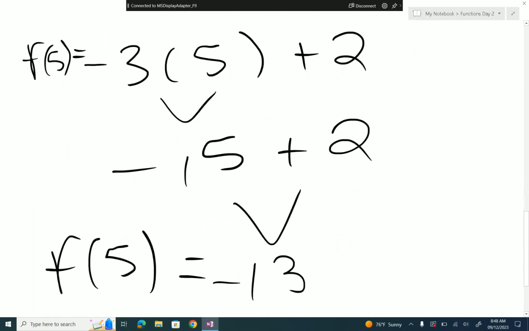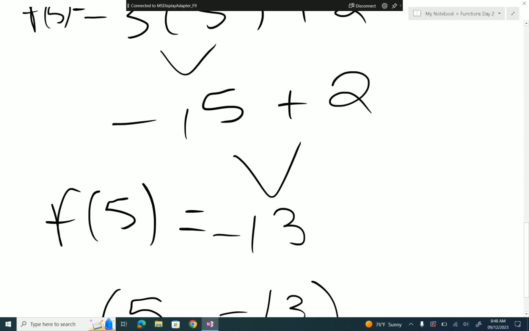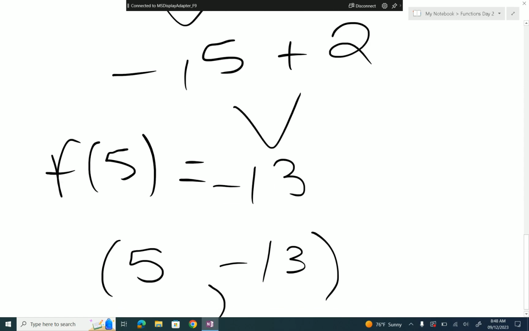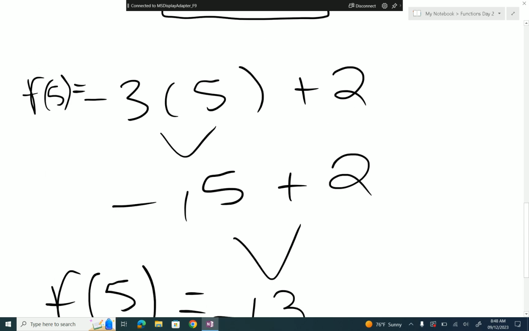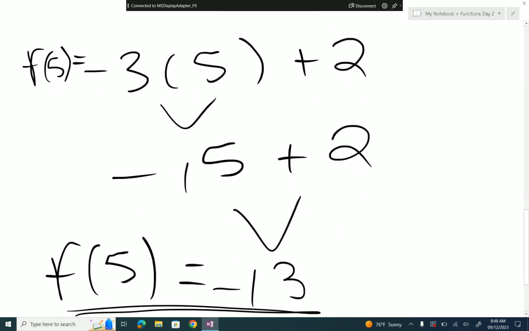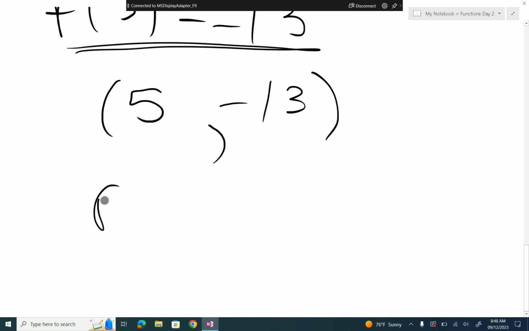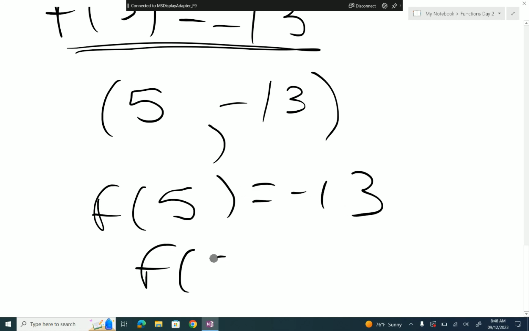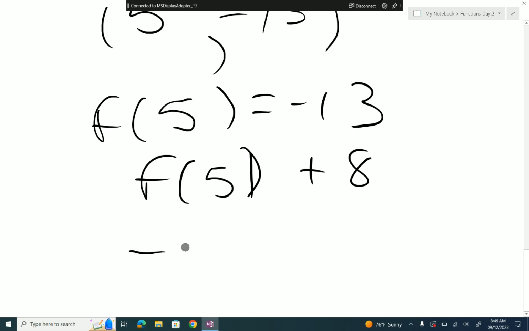So what was f of 5? What did we find that to be, Matthias? What did f of 5 end up being? Negative 13. So f of 5 was negative 13, but we wanted to solve for f of 5 plus 8. I have a value for f of 5 now, and I just have to add 8. So what's negative 13 plus 8, Jeannie?